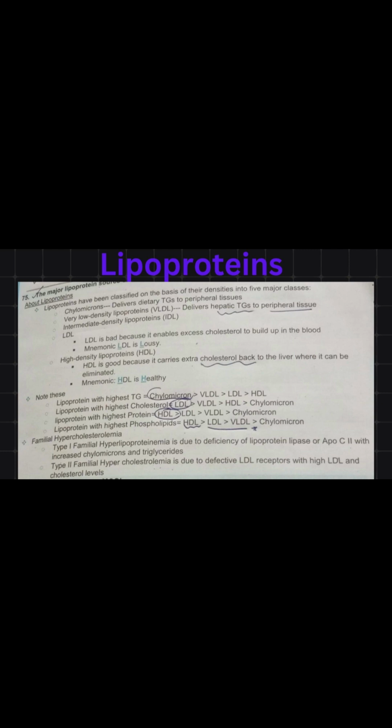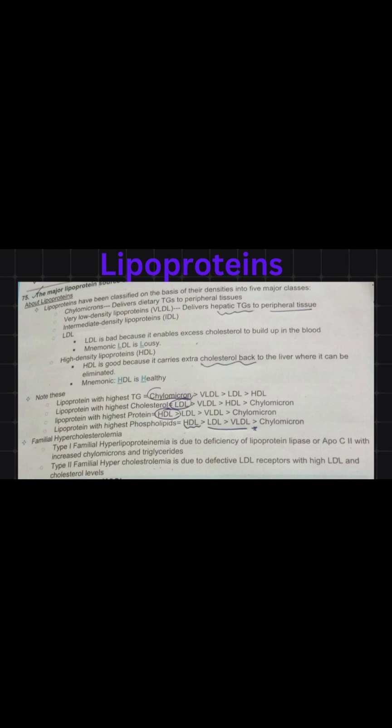So it's very important for you to remember that LDL is lousy, LDL is bad because it enables excess cholesterol to build up in the body. Whereas HDL is healthy, it is good because it carries extra cholesterol back to the liver where it can be eliminated. So this was simple about the HDL and the LDL.